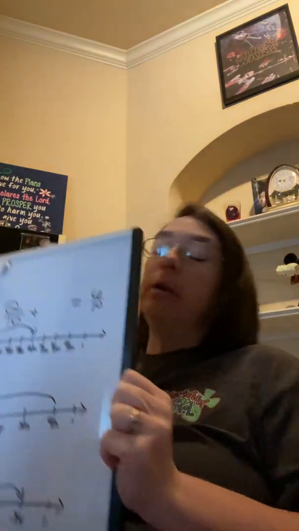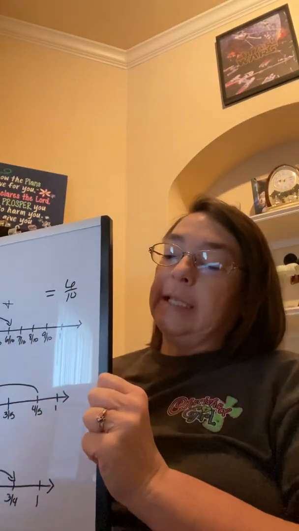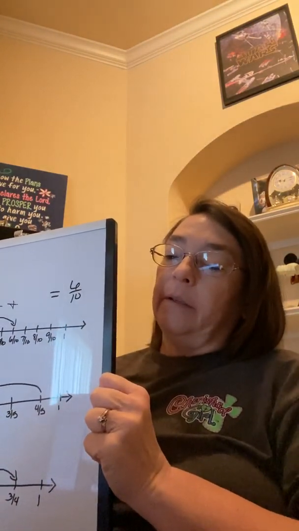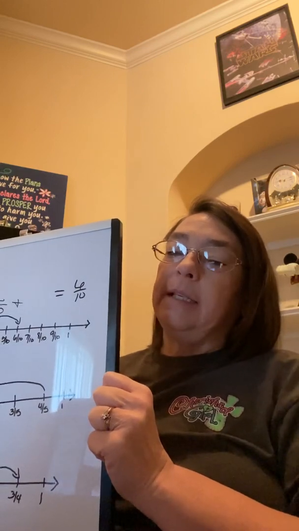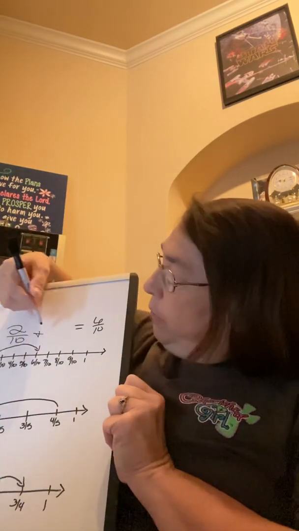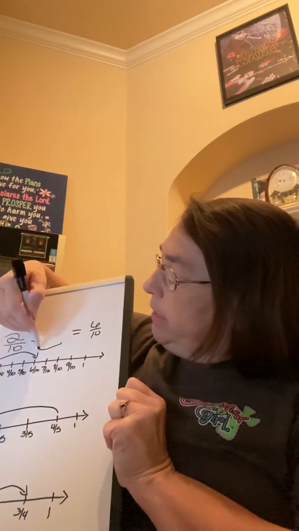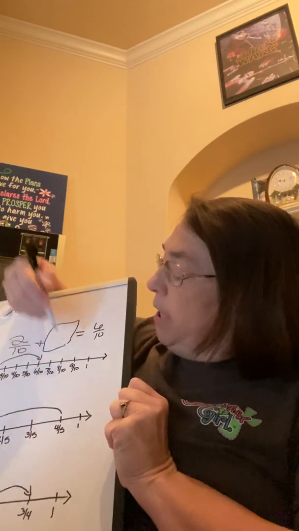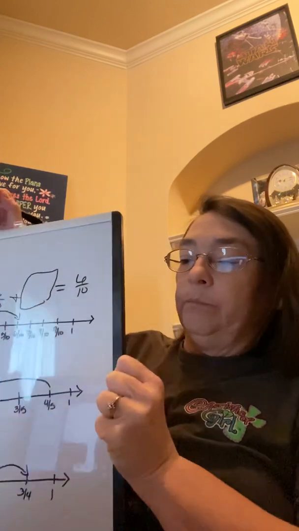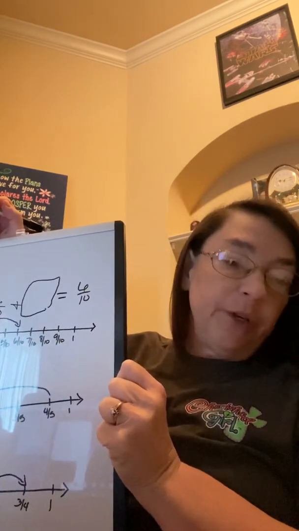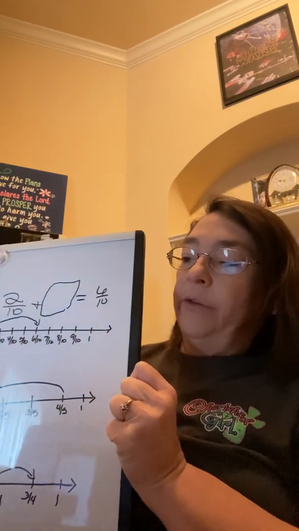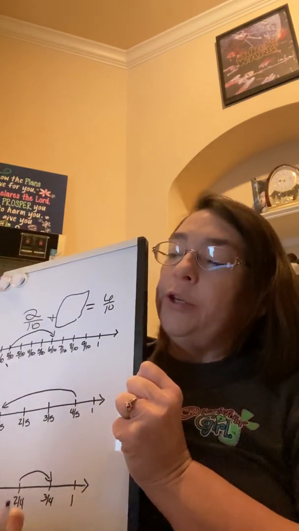My goal is to get to the 6 over 10. Okay, so I started with 2 over 10. My goal is to get to the 6 over 10. So we need to figure out what we're going to fill in this box. All right. Page 497. For those of you that just joined us, page 497.